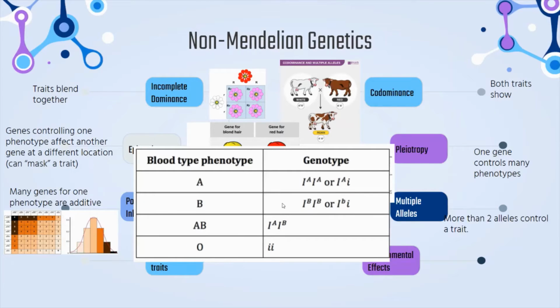So if you have a blood type of O, you will always have a genotype of 2 lowercase i's. However, if you have a blood type of AB, you will have a genotype of A and B. If you have a blood type phenotype of B, you can either be homozygous for the B, or it can be heterozygous using the lowercase i. And the same goes with the blood type of A, except in the genotype, you will use A instead of a B.